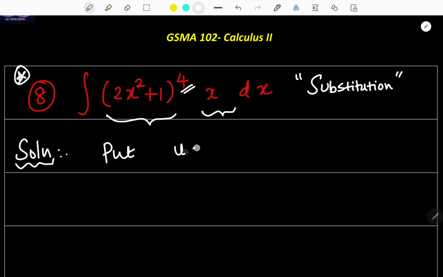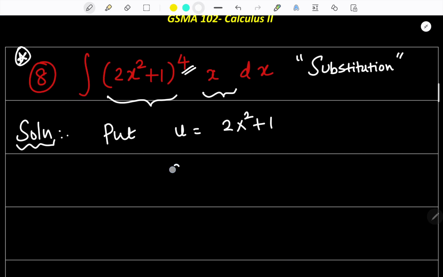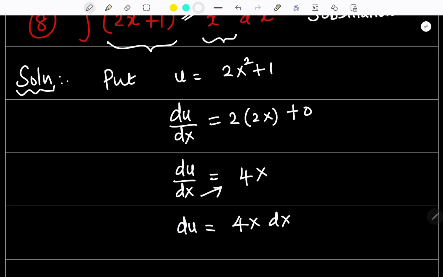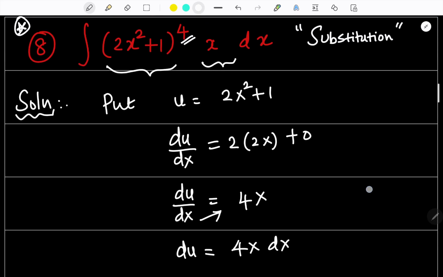Put u is equal to the powered one, you call it as u, okay? 2x square plus 1. Then take the derivative du by dx. What is the derivative of 2x square? 2 is a constant. x square derivative is 2x, plus 1 derivative is what? 0. So du divided by dx is equal to what? 4x. So du is equal to 4x multiplied by dx. Right. Now look at this.